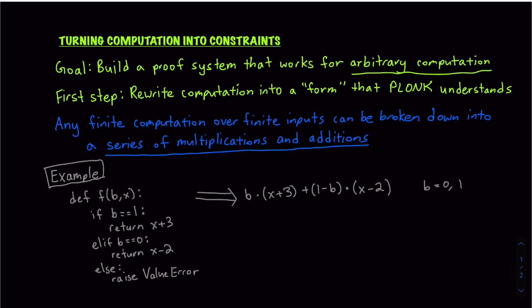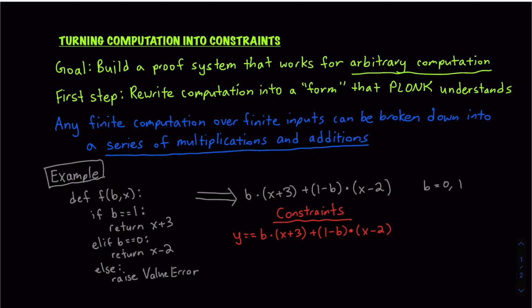To do that, we need to write constraints. Our first constraint comes straight from the arithmetic expression we saw earlier. y equals b times (x plus 3) plus (1 minus b) times (x minus 2). We also need to make sure that b is either 0 or 1, because that's what makes this arithmetic representation of the branching logic work.